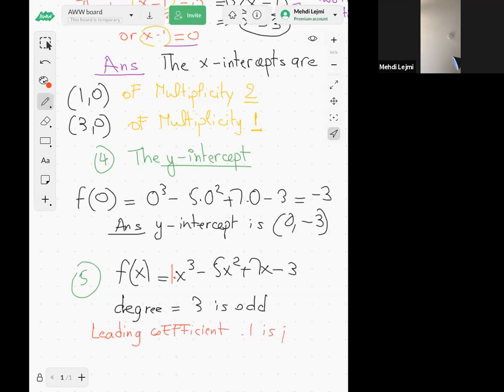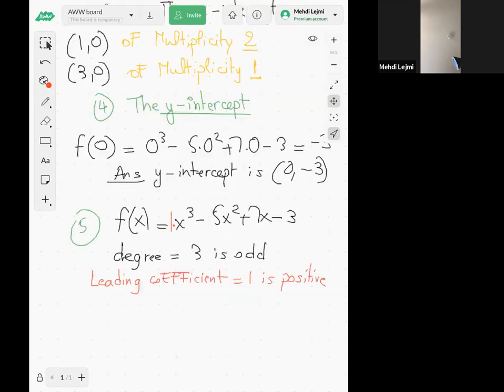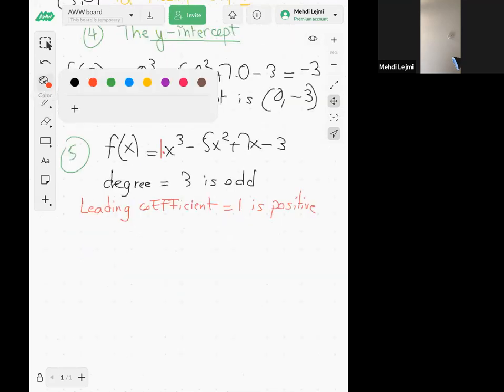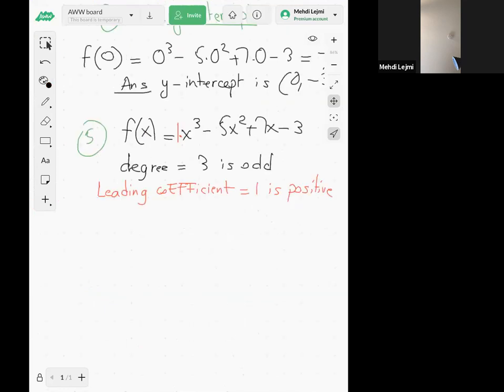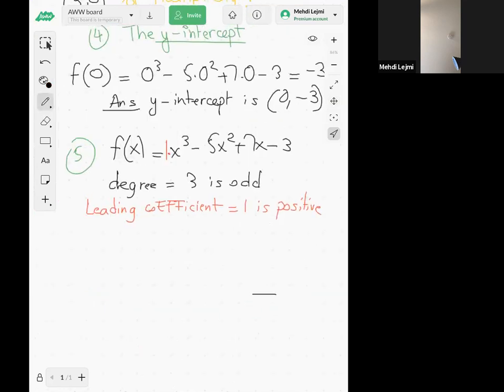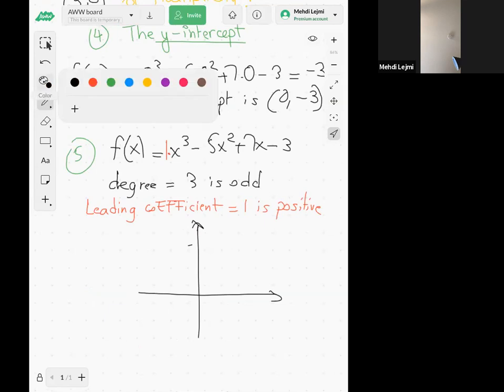Is positive. So in that case, the behavior at infinity we're going to have the following. The graph at positive infinity would be somewhere here, and at negative infinity it's going to be somewhere here. All right.